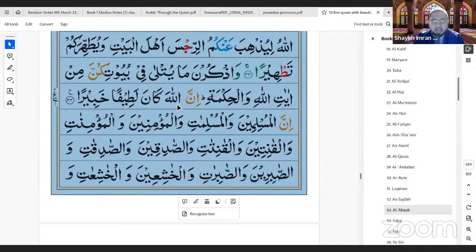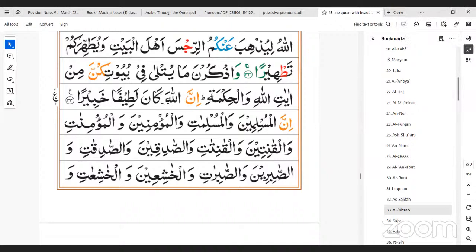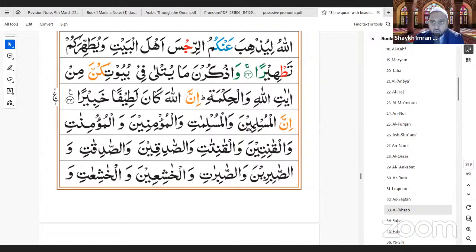see over here, inna allaha. Can you see this? Inna allaha kana latifan khabira. Now here, because of inna situated before Allah, Allahu has changed to a fatha. Now the word muslimuna, that was the default position of the sound masculine plural, but when it's situated after inna, the harakat from waw nun will change to ya nun. So it becomes muslimina and mu'minina.